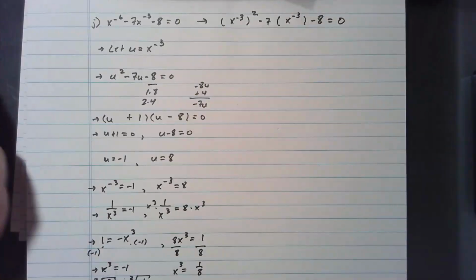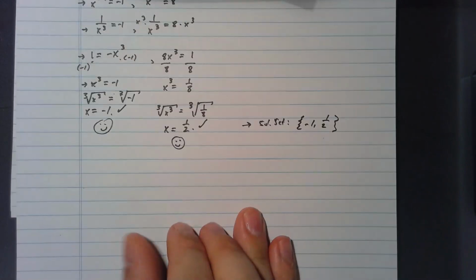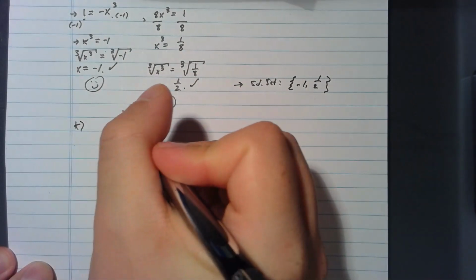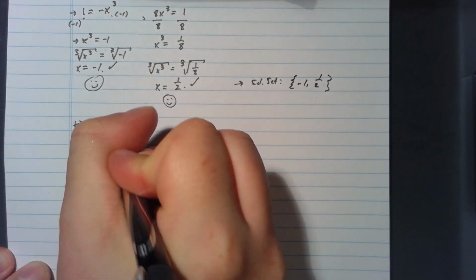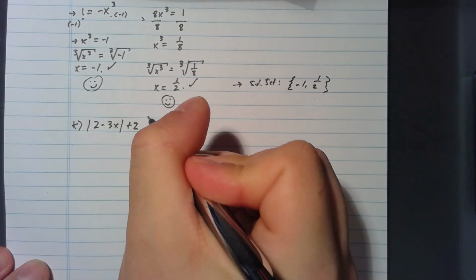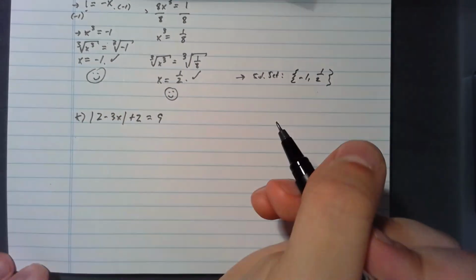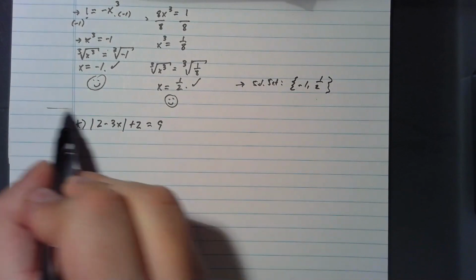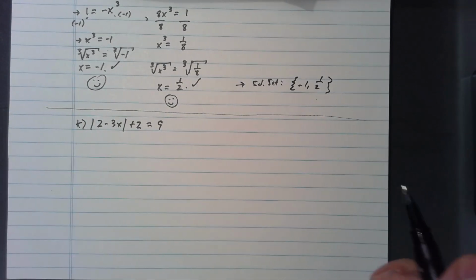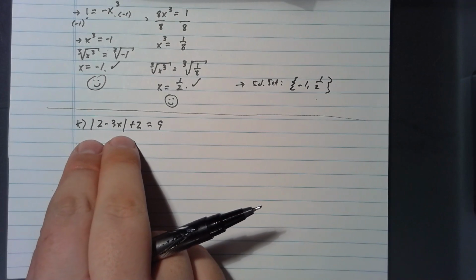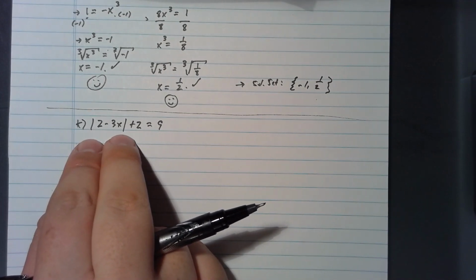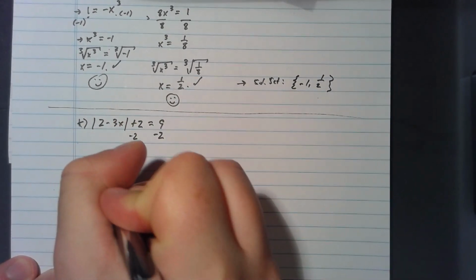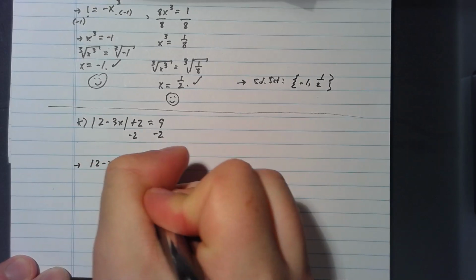Let's look at letter K. So this is an absolute value equation. To solve this, you need to isolate the absolute value, just like you would isolate the radical, right? So let me subtract 2. Equals 7.